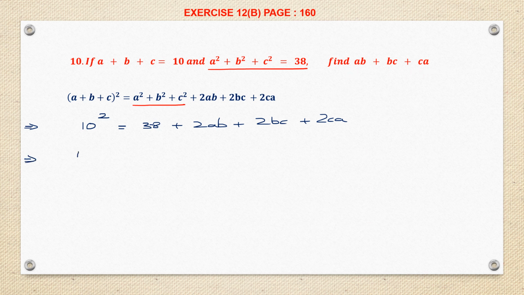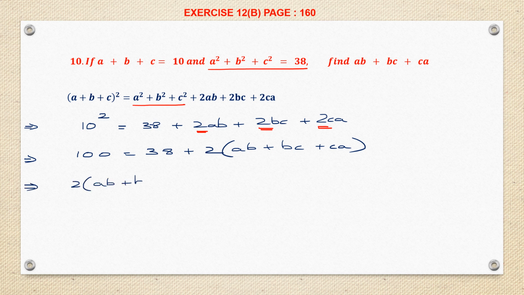10 square means 10 into 10, which is 100. This is equal to 38 plus. Now what is common to all these three? The number 2 is common, isn't it? So let's take 2 out. Here there is 2ab, here there is 2bc, here there is 2ca. So I'm taking it out and then putting the rest of it in brackets, ab plus bc plus ca. Now to find 2 into ab plus bc plus ca, what should we do?